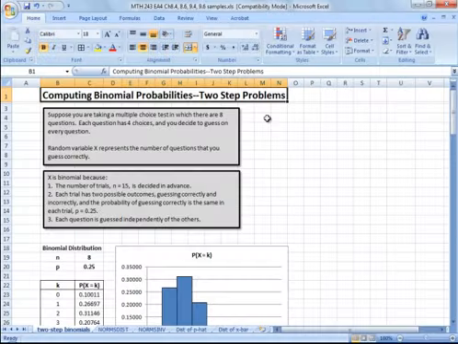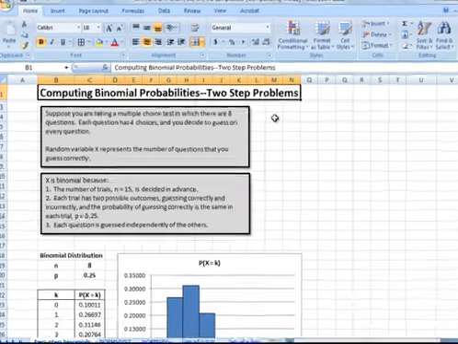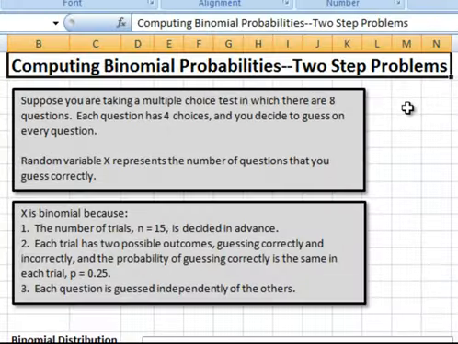In this video, we're going to take a look at how you can calculate binomial probabilities in problems that have a little more going on, where it's going to take two or more steps to work your way to the answer. The scenario we'll work with in all our examples is that you're going to guess your way through an eight question multiple choice test, and that each question has 4 choices.